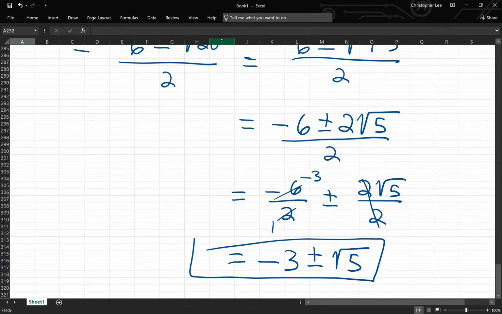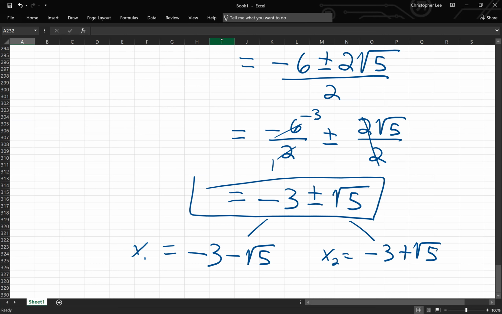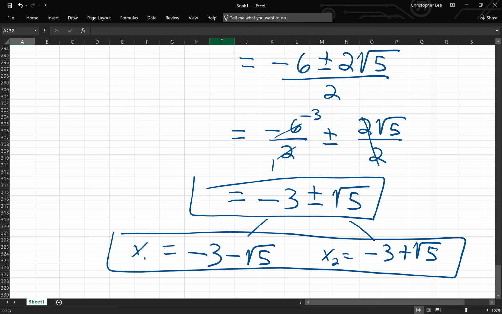All right. You can give me that, or if you want to give me the two separated answers, I'll take it, right? If you want to give me negative 3 minus square root 5, let's call that x1. And you want to give me for x2 negative 3 plus the square root of 5, I'll take that as well. Whichever answer you like better. That's it.